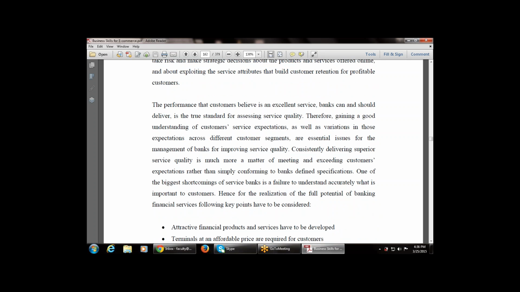Hence, for the realization of the full potential of banking financial services, the following key points have to be considered. Whenever I say banking financial services or online banking services, that is the bank providing services to the customer. So what are the key points to be considered here? The first one is that attractive financial products and services have to be developed, and these are available online.